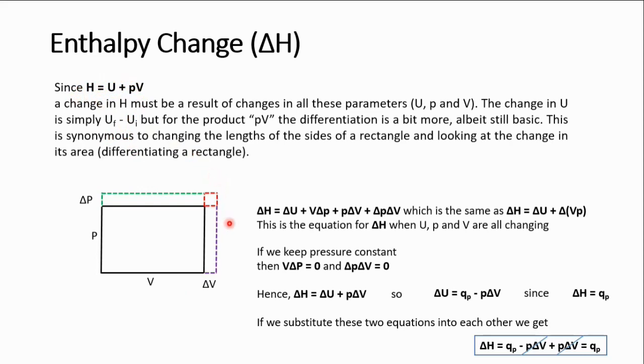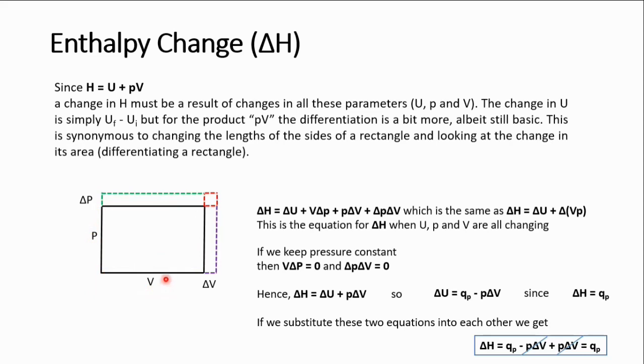Now, this is a little interesting way that I found that I probably could use to explain to you how to differentiate this equation, to get a slightly different equation. Let's say, for example, you have a rectangle. This is your rectangle. The black lines represent your rectangle. Your rectangle has one side measuring a distance called P, and the other side measuring a distance called V.